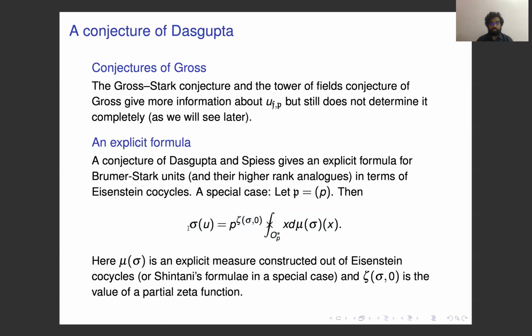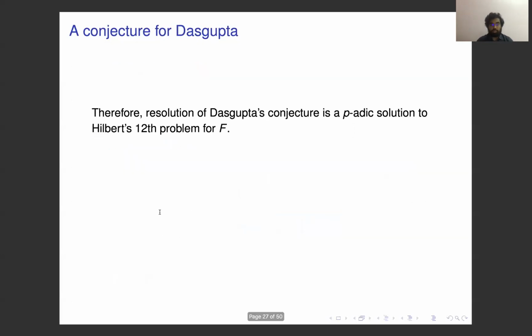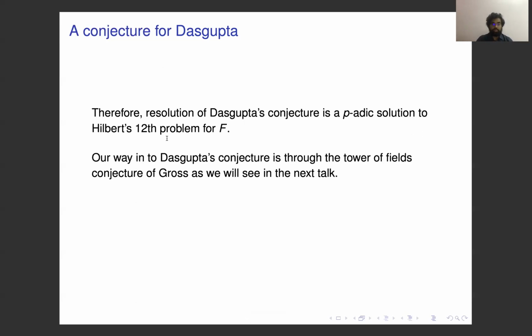Okay, so this conjecture, Dasgupta's conjecture, can be thought of as a p-adic resolution of Hilbert's 12th problem for F. Okay, so that's the significance of Brumer-Stark units. Brumer-Stark units, along with these explicit formulae that we have, give a p-adic resolution of Hilbert's 12th problem. So what's our way into Dasgupta's conjecture?